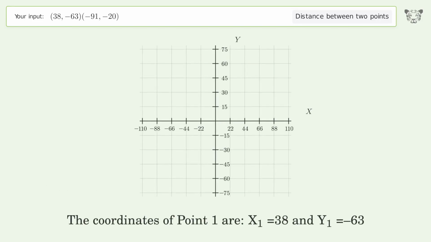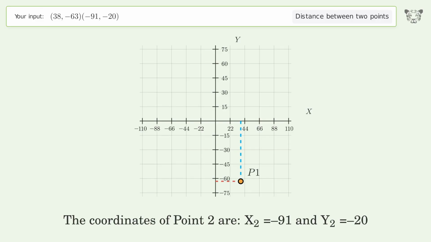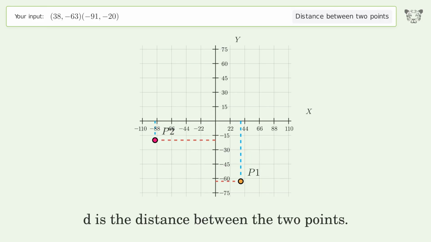The coordinates of point 1 are x1 equals 38 and y1 equals -63. The coordinates of point 2 are x2 equals -91 and y2 equals -20. D is the distance between the 2 points.